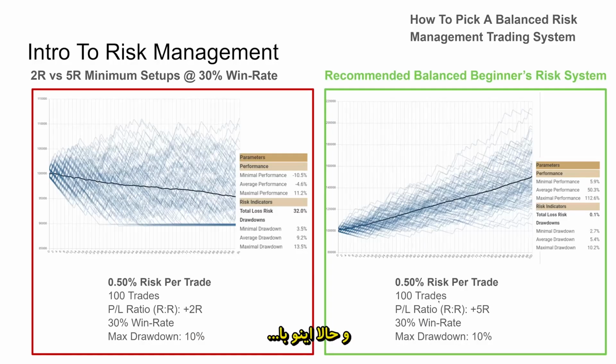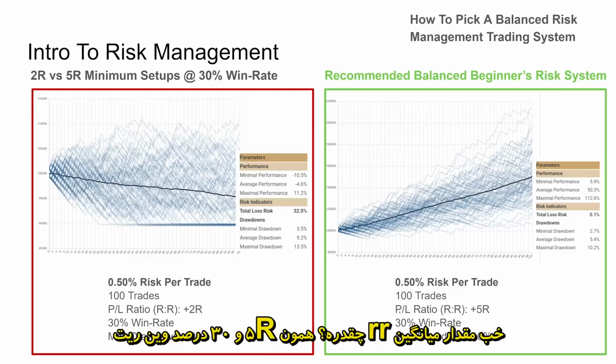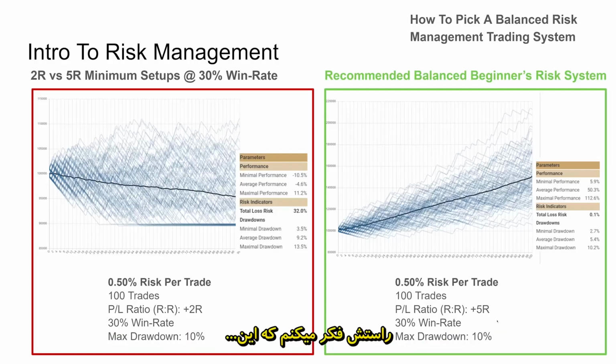Now we contrast this to same thing. Remember, we're risking 0.5% per trade for the last 4 equity curve simulations that I've shown you guys, right? What's our average RR? 5R, 30% win rate. Again, I think this is the first one that I showed, actually, that I recommended to you guys. Look, again, total loss risk, 0.1% risk. This is what I found to be the most balanced one. This gives you the room to take losses. That's why I recommend it, right?